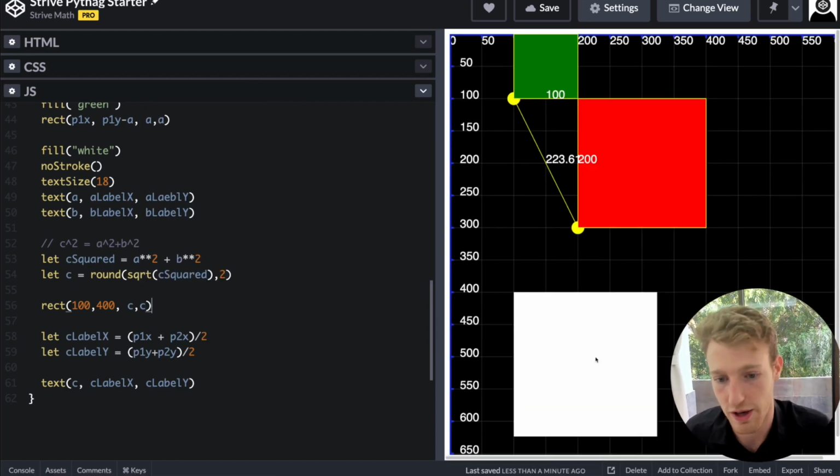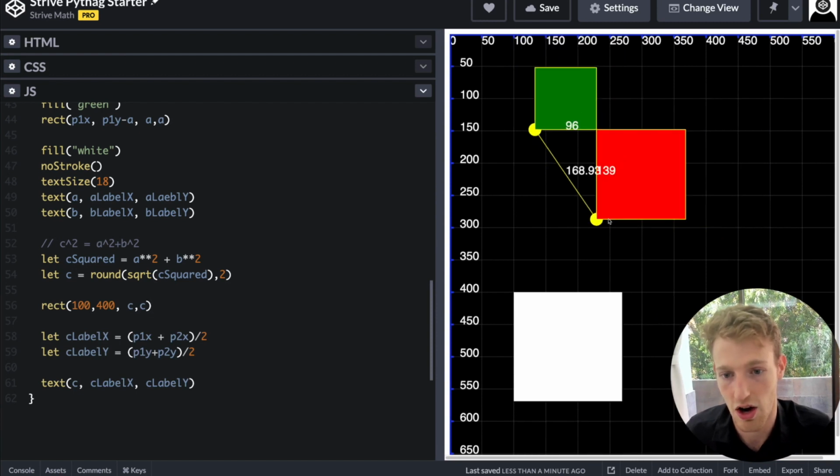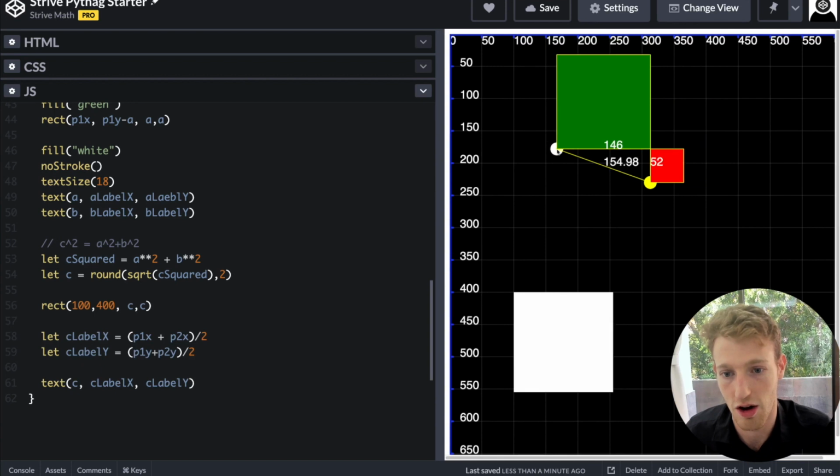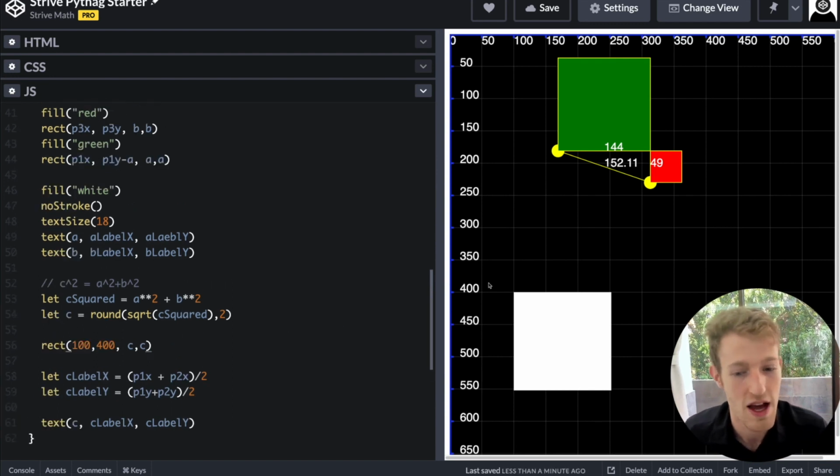Now when that saves, we can see we get this rectangle, which is then visualizing the area of the square with side length C, right? So the area of the red plus the area of the green is equal to this. If you rearrange them nicely, you would get that. So that's what it's showing. The reason why this is useful is because I'm actually wanting to show you guys something now.